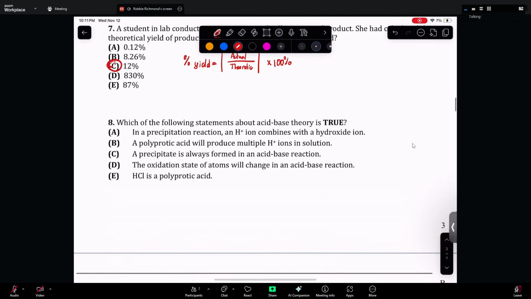Alrighty, number 8, which of the following statements about acid-base theory is true? So, statement A, in a precipitation reaction, a proton combines with a hydroxide ion. That is true for acid-base theory in an acid-base reaction, but in a precipitation reaction, that may be the case, but may also not be the case.